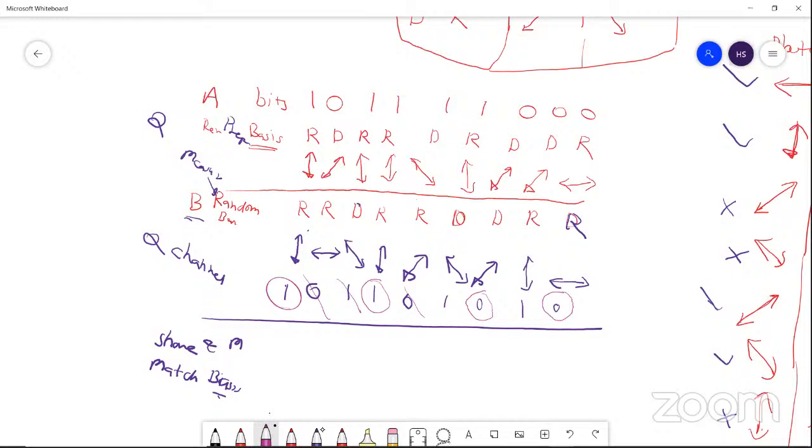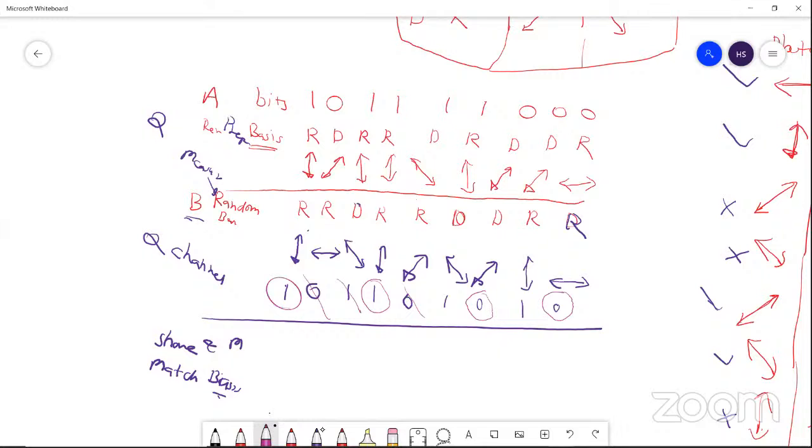So what we are observing here is that both are using random bases. So what is the probability that both A and B have the same basis? Can anyone tell? There are two choices of basis. So what is the probability that A and B both have the same basis? Anyone, please? 50%. Perfect.